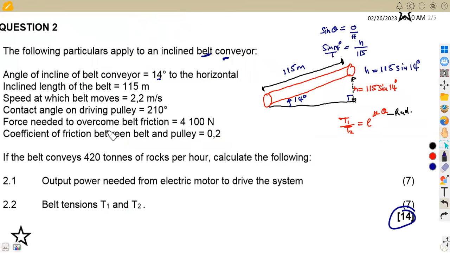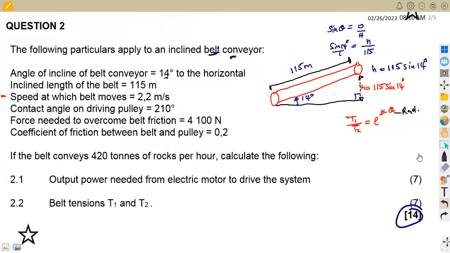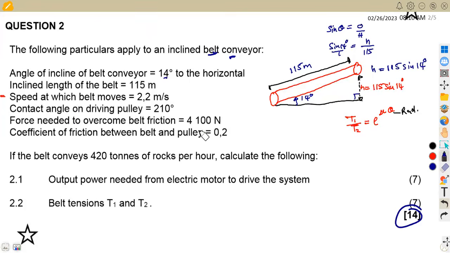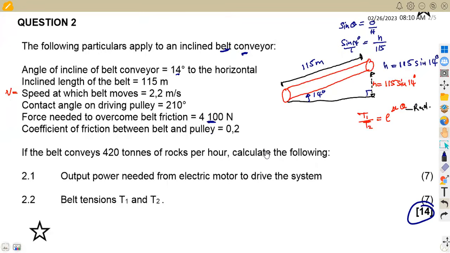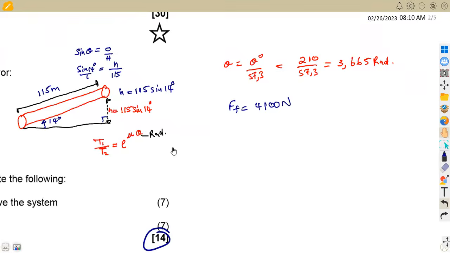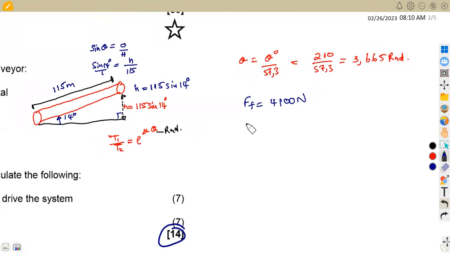Then we are given that the force exerted, that is the force needed to overcome the belt friction, is 4,100 Newton. So we are given the frictional force in this case, which is 4,100 Newton. The other thing that we have is the coefficient of friction, which is 0.2. So this is the whole information that we're given.